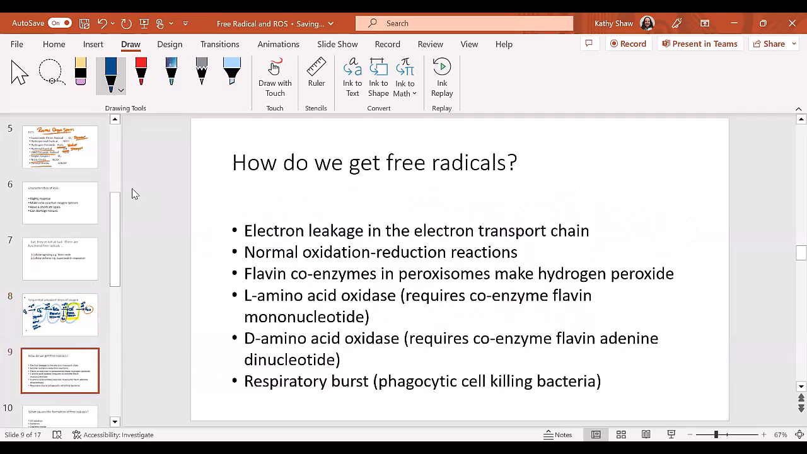Okay, so there's a number of ways that we get these free radicals. Electron leakage from the electron transport chain. We're going to look at that next when we do electron transport. Regular redox reactions, regular oxidation reduction reactions. A few other ways involving oxidases, coenzymes, things like that. We're not going to get to those probably. You'll probably hit those in nutrition. Finally, a respiratory burst we will get to. Basically, we're going through these steps, these reactions, to kill bacteria or kill other invaders in the cell. So we'll talk about that.